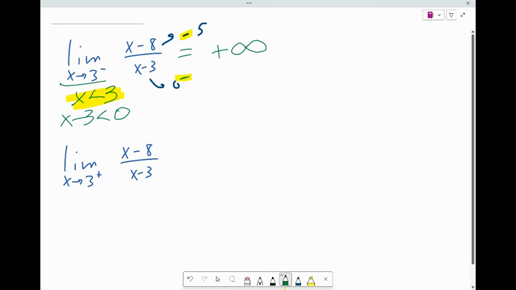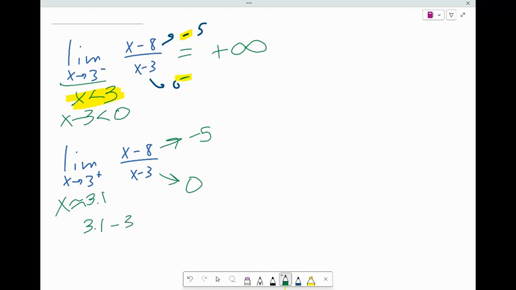The other is to try to think about something a little bit more concrete. So we could think about x being something like 3.1. Again, the top is going to -5, the bottom is going to 0. The question is, are you heading towards 0 as a positive or a negative? Well, if x is something like 3.1, when you do 3.1 minus 3, that's going to be a positive. So in this case, when x is approaching 3 from the right, slightly larger than 3, the bottom will be positive, the top will be negative, and this limit would be negative infinity.